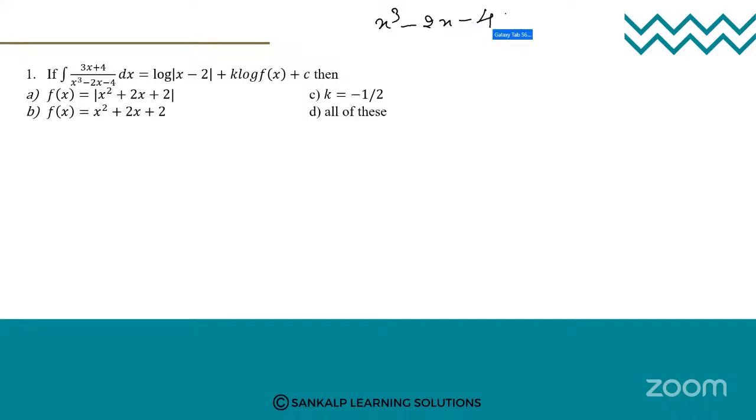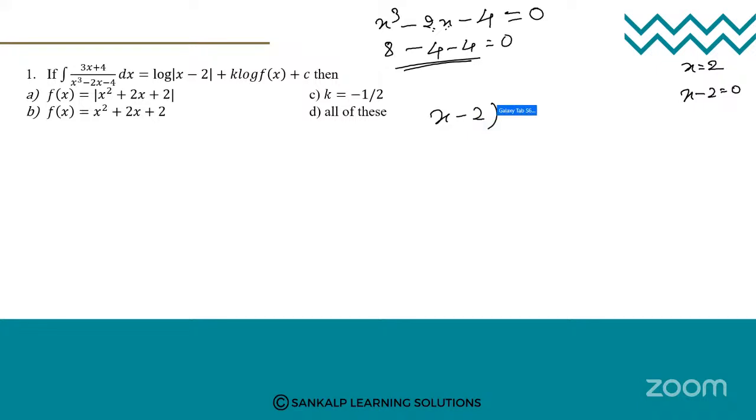Okay, so what is the first root? If I equate this to 0, for which value of x does it become 0? If I take 1, it won't. If I take x as 2, 2 cube is 8, 2 into 4, 2 into 2 is 4, minus 4. This became 0, right? Yes. So what is your first root? x minus 2. Okay, now divide by x minus 2. What did we get? x cube minus 2x minus 4.